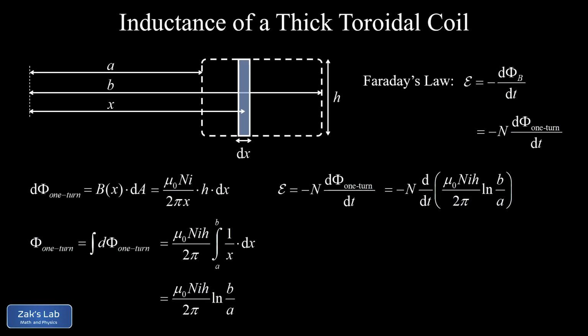But the only time-dependent quantity in those parentheses is the little i itself, the changing current in the coil. So we can pull out all those other constants. And this gives us a negative mu naught big N squared times h over 2 pi natural log b over a times the time rate of change in the current.